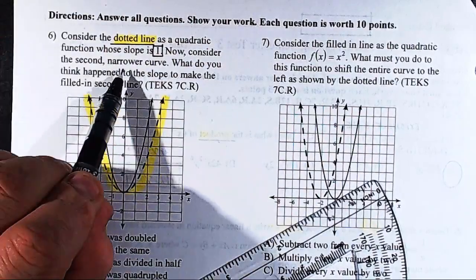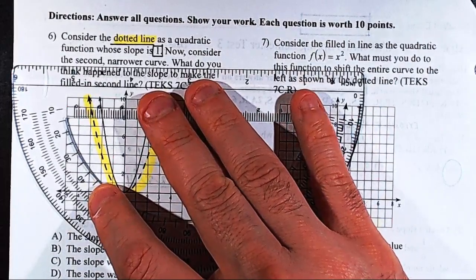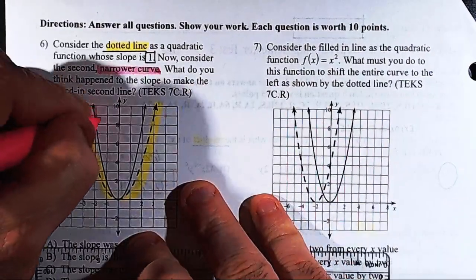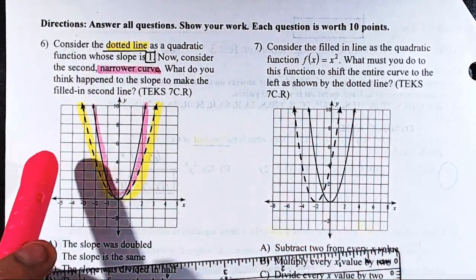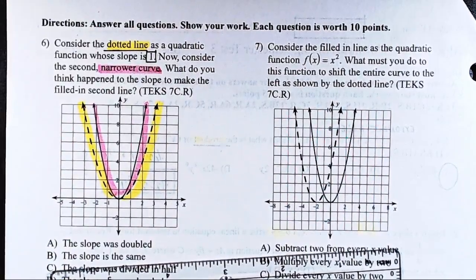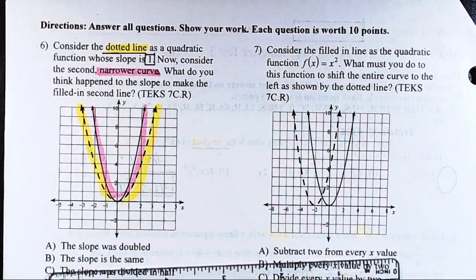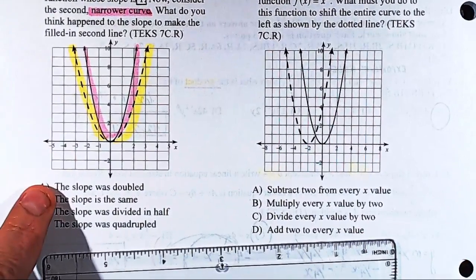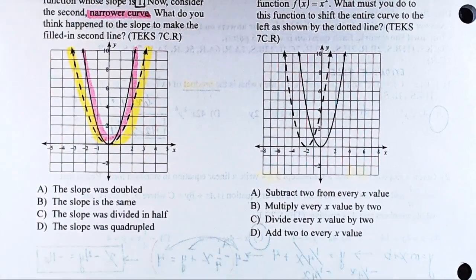Now, consider the second narrower curve. Okay, so here's my narrower curve. That's this curve. What do you think happened to the slope to make the filled-in second line? Okay, what happened to the slope? It's squeezed. You see that? It's squeezed tighter. Now, what makes a slope be squeezed tighter? Let's see. The slope was doubled. The slope is the same. The slope was divided in half. Or the slope was quadrupled.